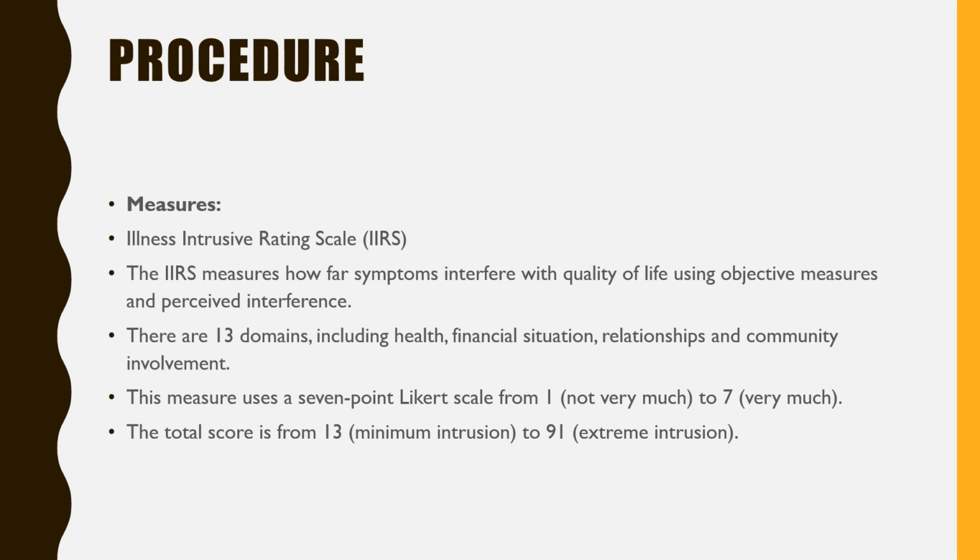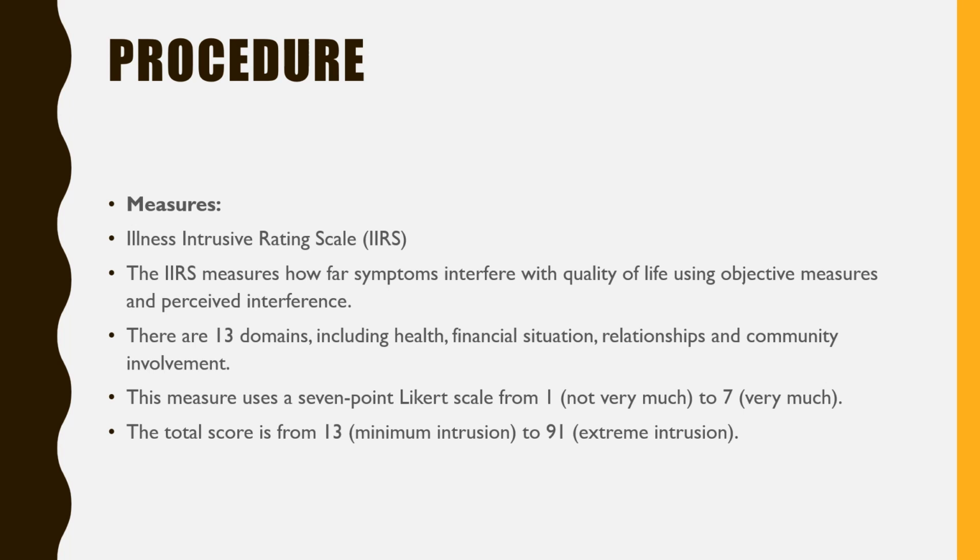Again, it uses a Likert scale, and this is a 7-point scale, so it ranges from scoring whether those symptoms interfere on a scale from 1, not very much, so they don't interfere very much, right the way through to 7, which is where the symptoms interfere very much, so quite significantly. The scores across each of the different questions are totaled up at the end, and the total score will come to either 13, which is a minimal intrusion, so not very intrusive at all, right the way up to 91, which is extreme intrusion. And obviously a person can score anywhere in between 13 and 91, depending on how they rate the different questions and severity within the 13 different domains.